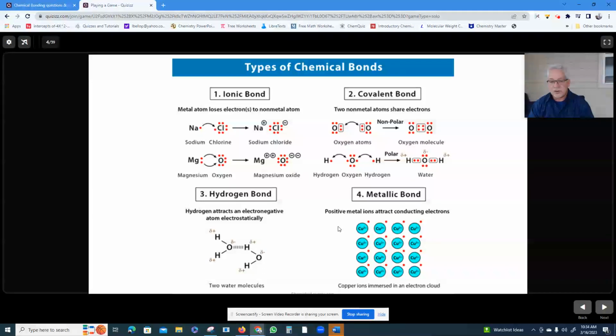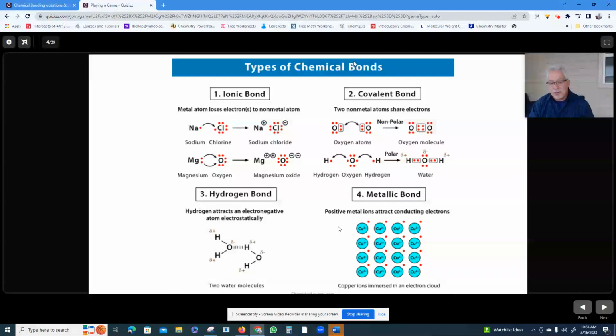Next, it will be the metallic bond. This is the most well-known, I would say, type of bond because we use metals every day, from the can that we use for sodas, and the cars are made of metal.